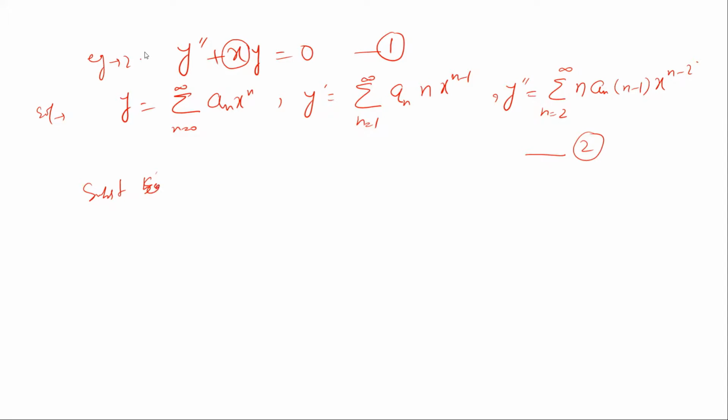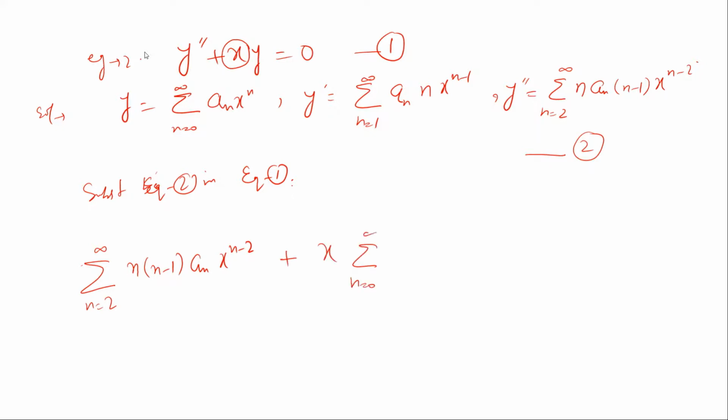Substituting equation 2 in equation 1, let us substitute y double prime, that is, the sum from n equals 2 to infinity of n into n minus 1 into a_n into x to the power n minus 2, plus x into y, where y is the sum from n equals 0 to infinity of a_n x to the power n, equals 0.